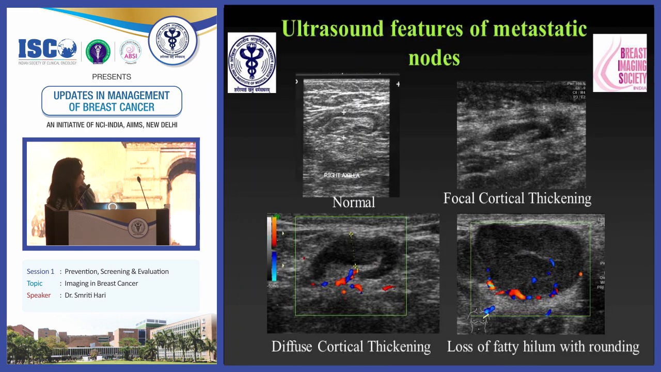A normal lymph node is thin with a large fatty hilum, and the cortex is quite thin and regular. The abnormal findings in suspicious lymph nodes may be just a focal cortical thickening, a diffuse cortical thickening, still maintaining the hilum, or finally the node becomes a rounded mass with loss of fatty hilum.